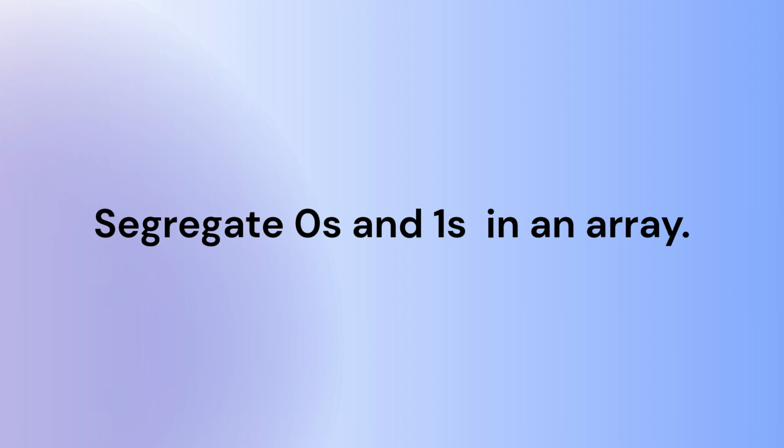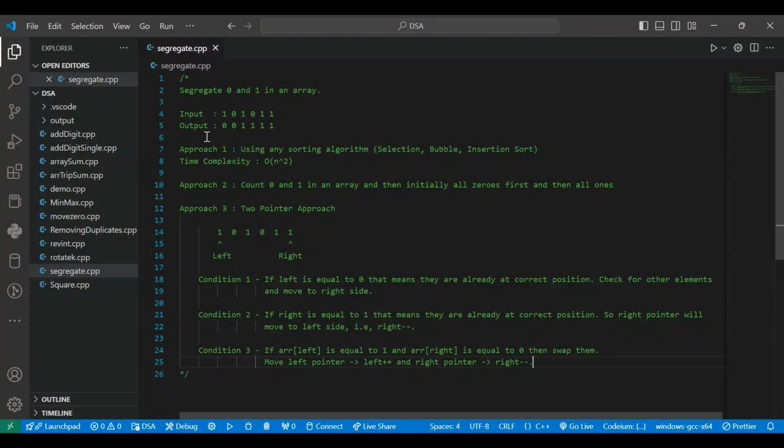In today's video, we're going to look at the problem of how we can segregate zeros and ones in an array. So in this question, we will be segregating zeros and ones from an array. What the input will be and the output to be expected can be understood here.